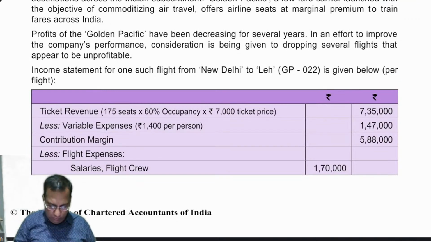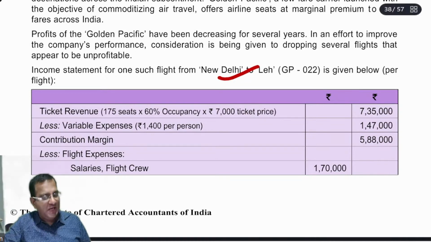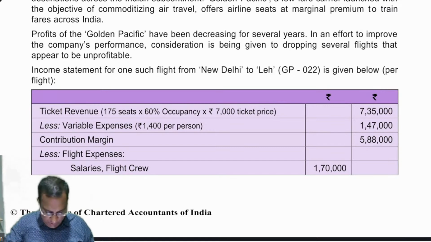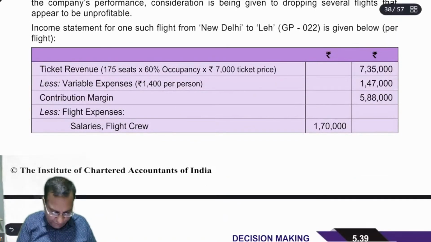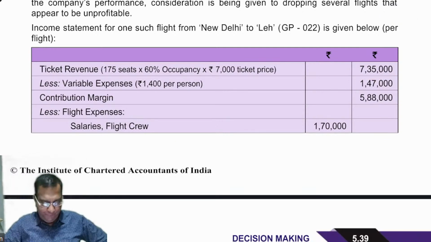Okay, so हमें दिया हुआ है. So the decision is whether to drop this flight New Delhi to Leh or continue the flight. Whether to drop the flight or continue, है ना? We will assume if we drop the flight, what will happen? Can you please tell me, beta? If we drop this flight, 7,35,000 will be a relevant or irrelevant one. Definitely it will be a relevant one and it will be a relevant cost.